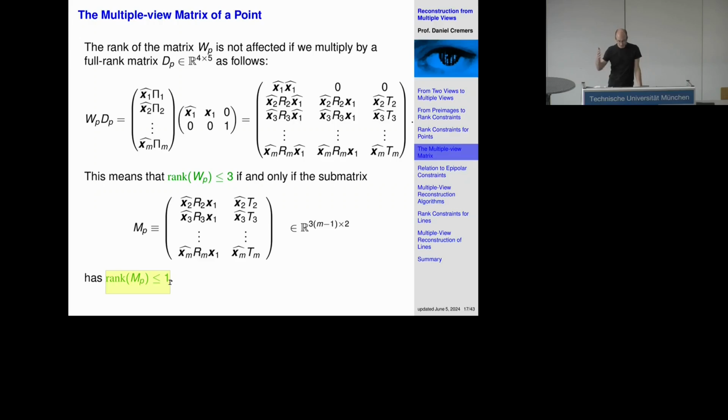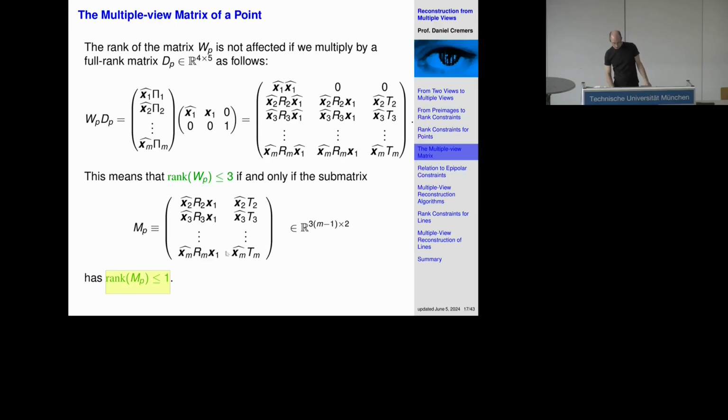And so now you see how we further compactified it. Now we have an equation that contains, what does it contain? The 2D coordinates in the images and the rotations and translations for each camera, R2, T2, R3, T3, and RM, TM. And this matrix has 2 columns and they are linearly dependent.